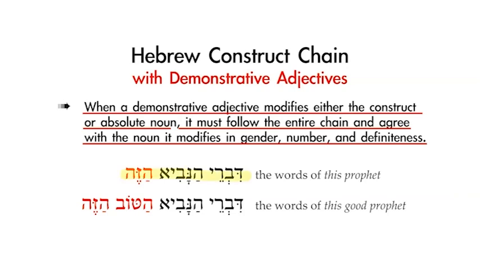The demonstrative is masculine and singular and occurs outside of the construct chain. And so it's modifying navi because navi is masculine and singular inside the construct chain. The word divrei is masculine and plural. In our second example, divrei hanavi hatov hazeh, we see the construct chain divrei hanavi followed by an adjective, hatov, and a demonstrative, hazeh. In this case, because the adjective and the demonstrative are masculine and singular and definite, we know that they're modifying the word prophet because the word divrei is masculine and plural. So the words of this good prophet.